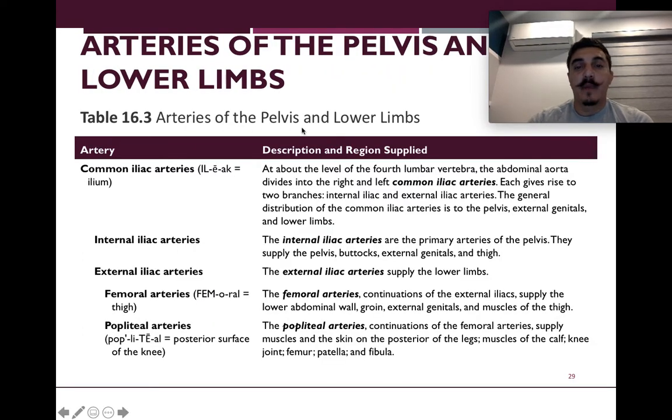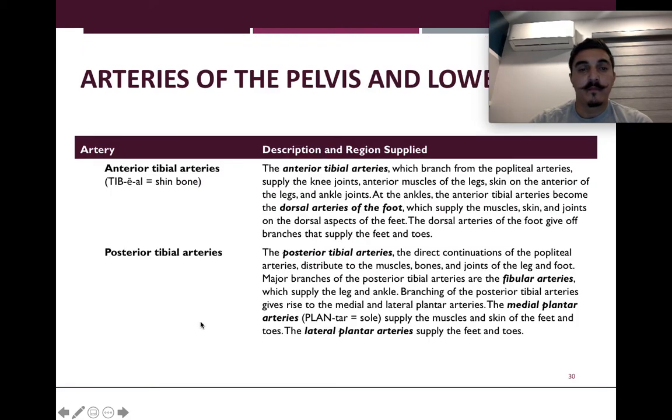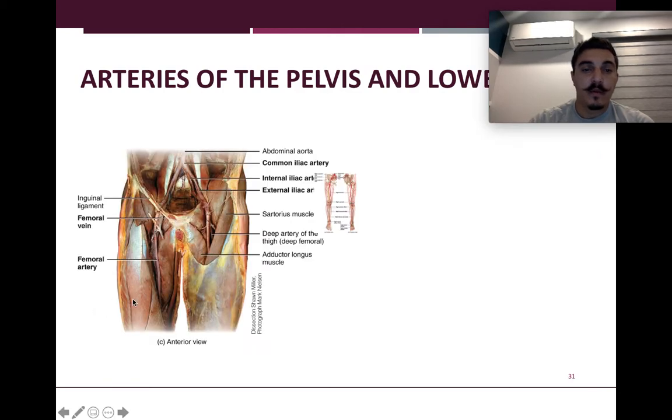Here's the arteries of the pelvis and the lower limbs. So again, iliac, the ischium and ilium, those areas in the hips. Pelvis, femoral arteries, the femur, tibial arteries. So here's a couple images as well. Femoral arteries here on the right, the femur, femoral vein. See, it's a little darker coming up.